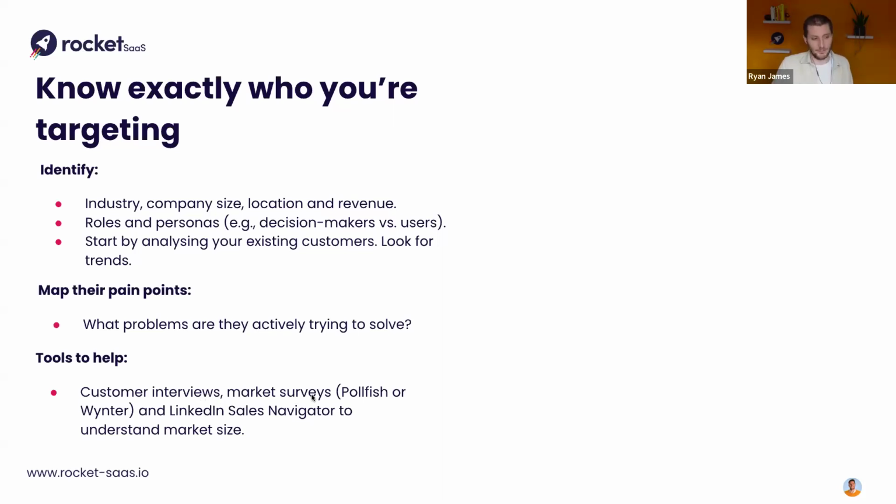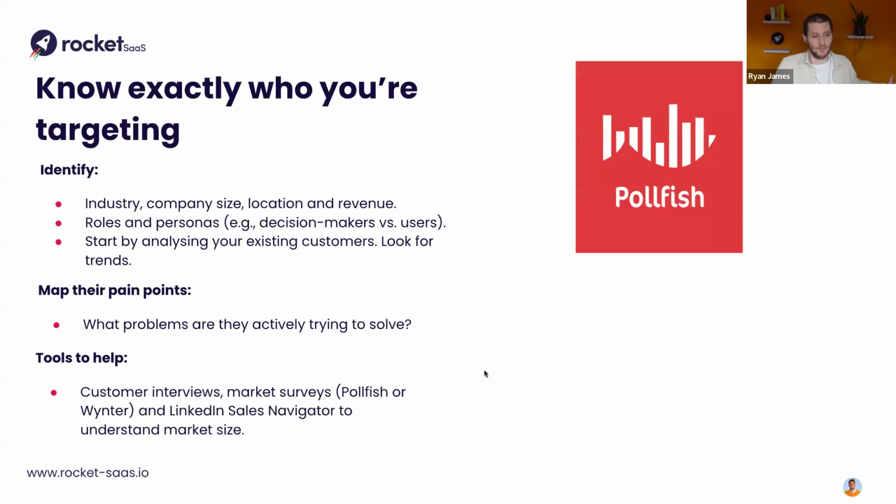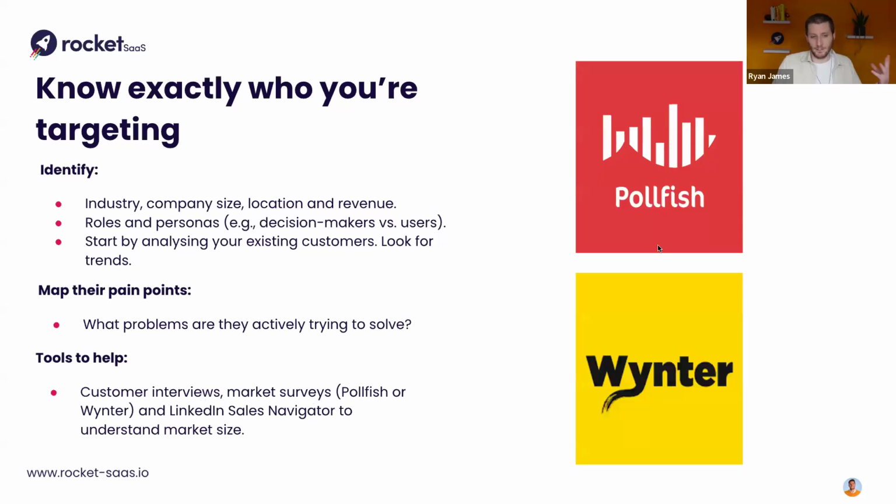Also, you can survey the market. So not your existing customers, the people that are not yet your customers. You can use tools like Pollfish, a relatively low cost surveying tool. You've got Wynter, which is a more premium version, but they're great tools to reach out to the market and ask them questions. What are their pain points? What are their problems? What's keeping them up at night? That'll really help you define your ICP. Then you've got tools like LinkedIn Sales Navigator, Cognism, and Apollo to help you understand your market size. And you really want to try and define that down. So yeah, that's all about defining the ICP.